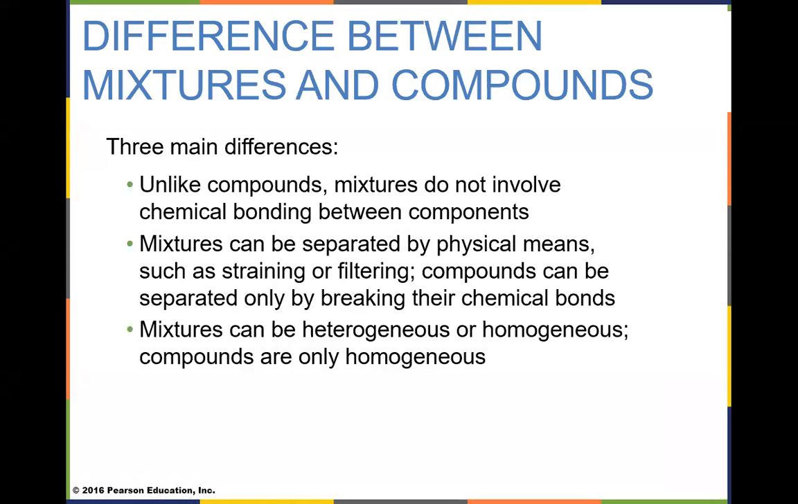Compounds have chemical changes. Mixtures don't. Mixtures have no type of chemical change to the ingredients. A mixture can be filtered out. It can be separated. It can be sieved, or it can be strained, and you can get all the ingredients. But a compound can only be separated by breaking the chemical bonds holding the compound together.